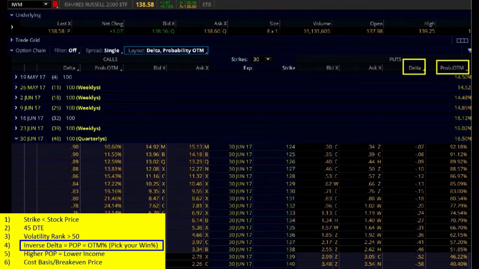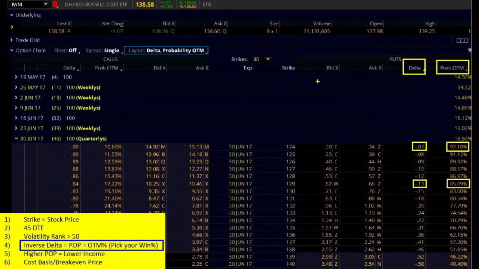When I say inverse delta, all I mean is out of 100. So if we see a 7 delta, all I want you to do is subtract it from 100, and that'll give you a quick and easy version of POP, or my chance of making money. So if I subtract 7 from 100, I should be at roughly 93% chance of making money. And here you see, pretty darn close, right? As a shortcut, that works pretty well. If I were to pick the 13 delta, if I subtract it from 100, I should get about an 87% chance of making money, and you see, pretty darn close.